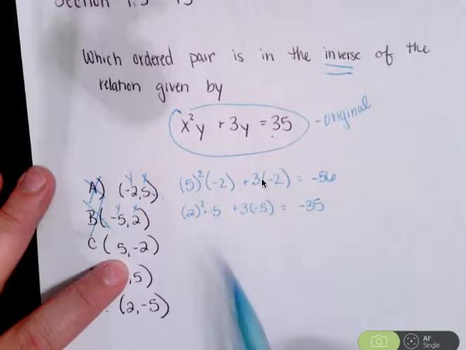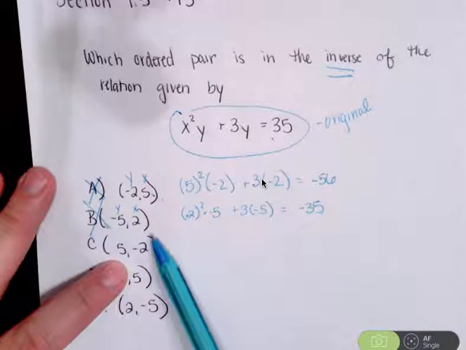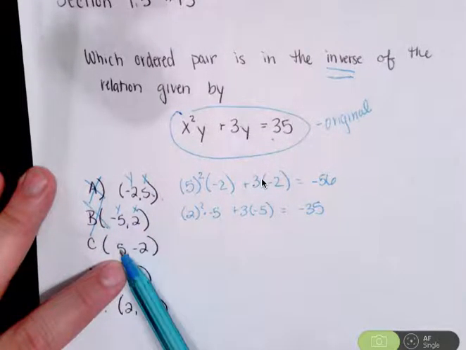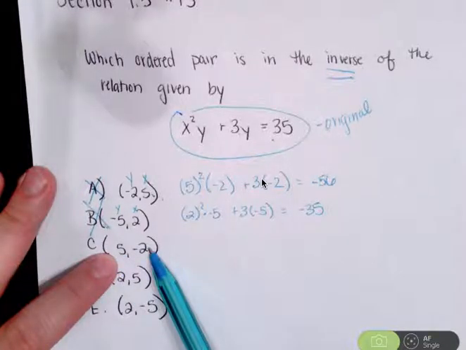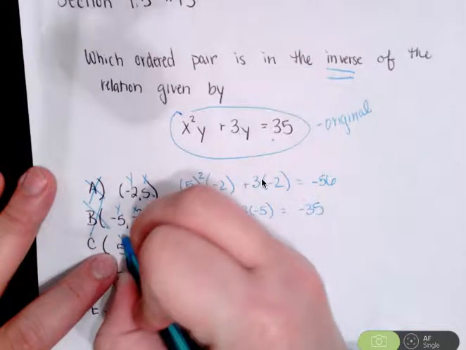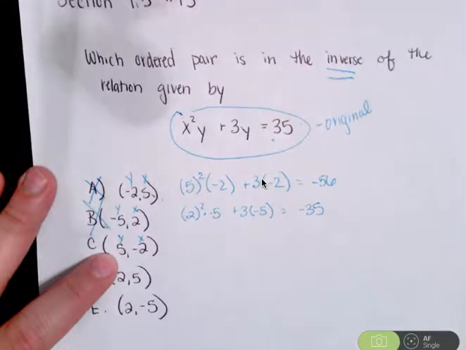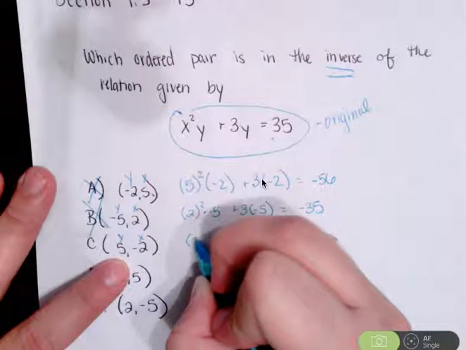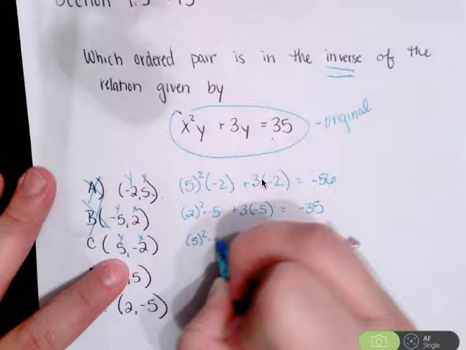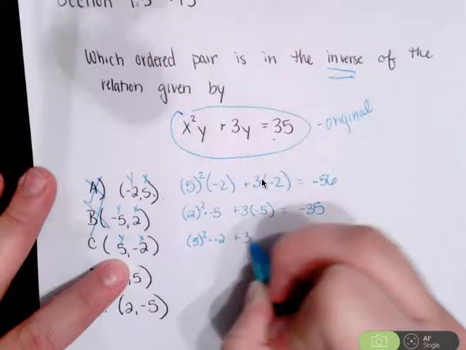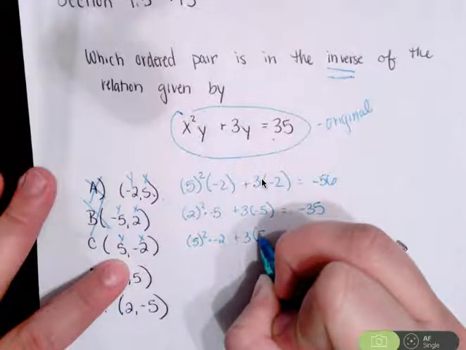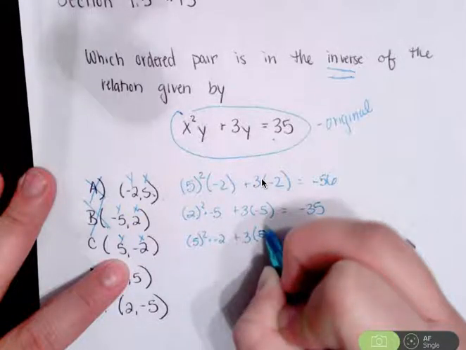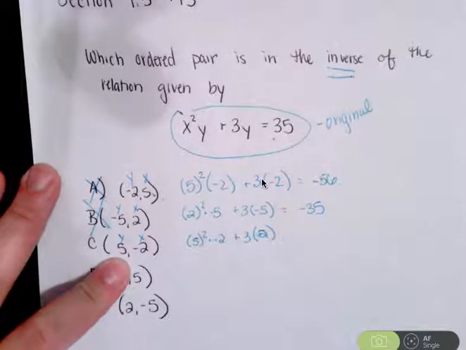C, again, since this is my original, but I want to know if this point works in its inverse. Well, in my inverse, this is my x, this is my y. So in the original, this would have been my y, this would have been my x. So I'm going to plug it in. I get 5 squared times -2 plus 3 times -2. Oops.